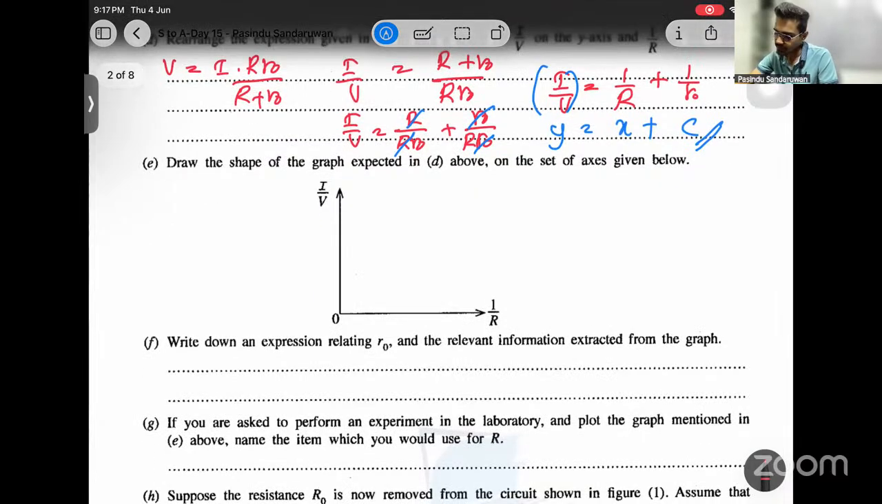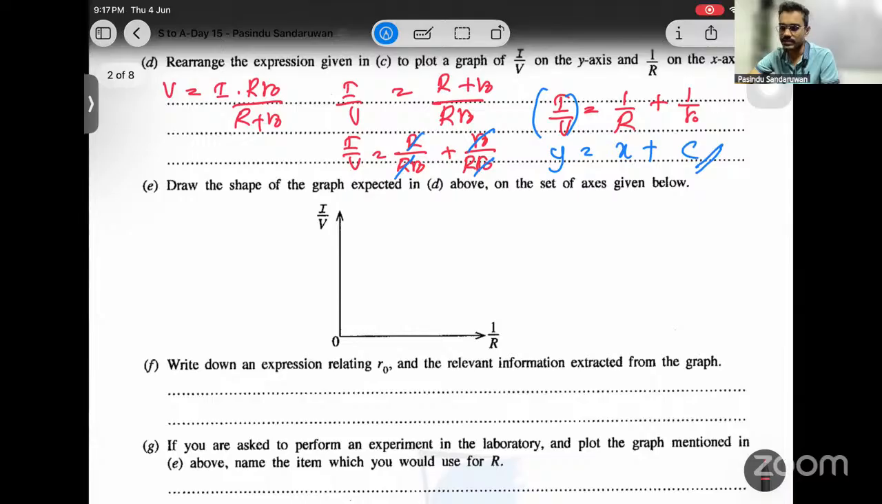E. Draw the shape of the graph expected in D above on the set of axes given below. Right, then that is x plus c, which means that is mx plus c. M is 1 now. Then mx plus c, something like this. Draw the shape of the graph. Right. Shape is drawn. Next.